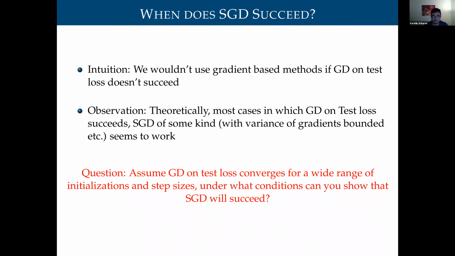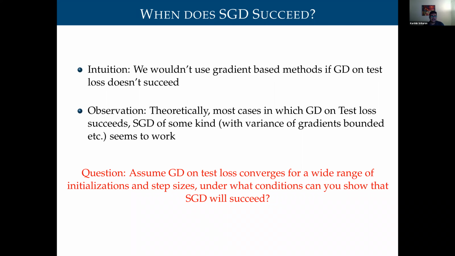But the high-level idea is: if you assume gradient descent robustly succeeds, can you show that SGD also succeeds? In a sense, that's a conjecture which says I expect the test loss to be nice enough that gradient descent works. And for these cases, I claim that SGD should also work, at a high level.